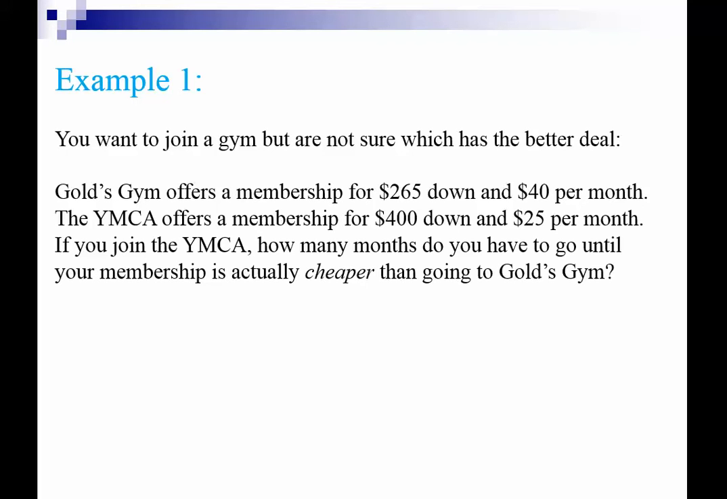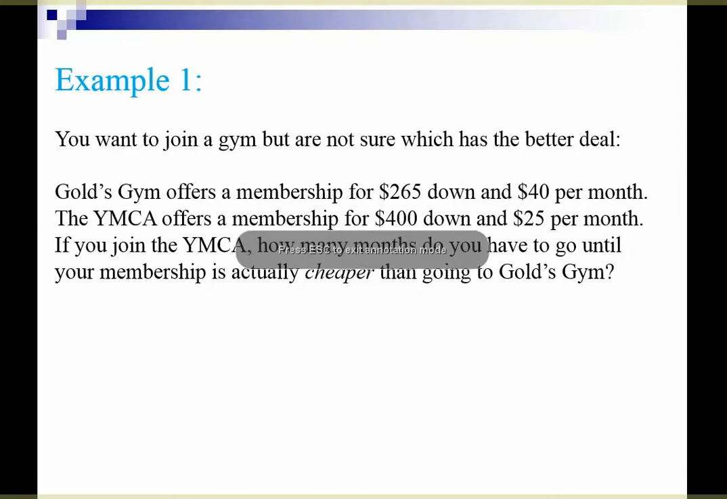So here's what we're going to imagine. If you joined the YMCA, how many months would you have to go until your membership actually becomes cheaper than it would be had you gone to Gold's Gym? That is the question. The first thing we want to do here is come up with an equation that's going to represent the situation. Just by reading all of this, what do you think our variable is going to be? In other words, what is it that we're out to find or figure out?